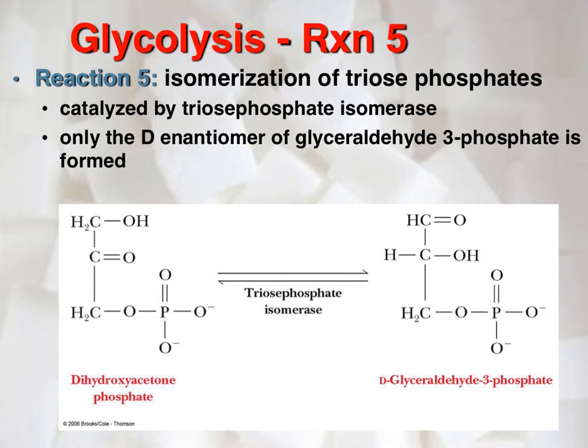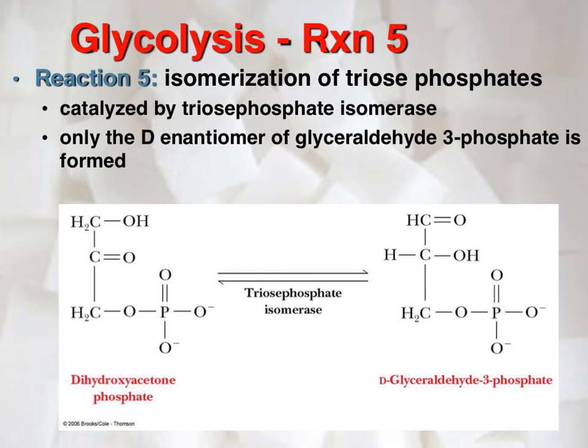Okay, and number 5. It does matter if it's D versus L, only the D enantiomer is recognized, which is pretty common. You know, the enzymes recognize only one-handedness since they are specific. So from here on out, we have to remember we multiply everything by 2. From reaction 6, 7, 8, 9, and 10, you have to multiply everything by 2.